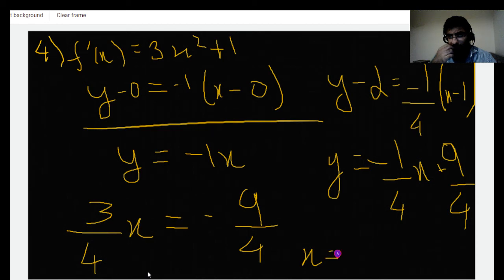And once I put that in the equation, x should be minus 3. Opposite, x is minus 3. Yeah, this is minus 9 by 4. Okay, minus 3 and then this should be plus 3 then.